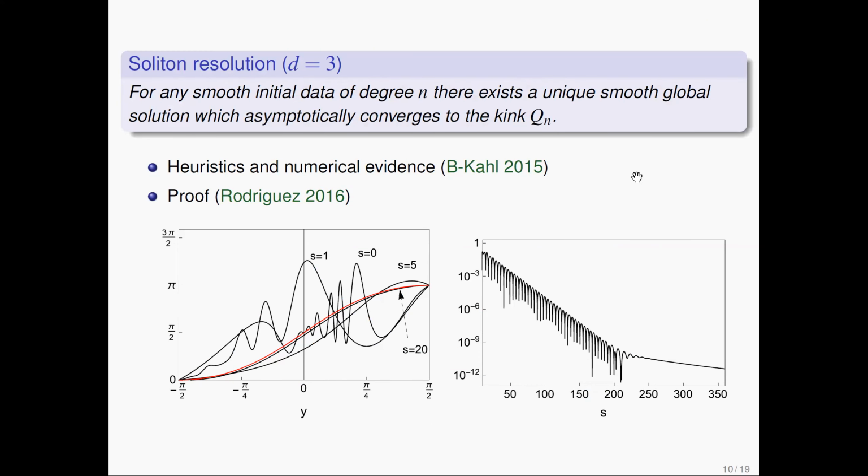So here is what happens in three dimensions. This was first a conjecture and later became a theorem. It says that for any smooth initial data of degree n with finite energy, we have a unique smooth global solution which converges to the kink in this topological sector as time goes to infinity. We first gave, with Michał Kal, numerical evidence for this and some heuristics, and then this result was proved in a PhD thesis by Rodriguez.